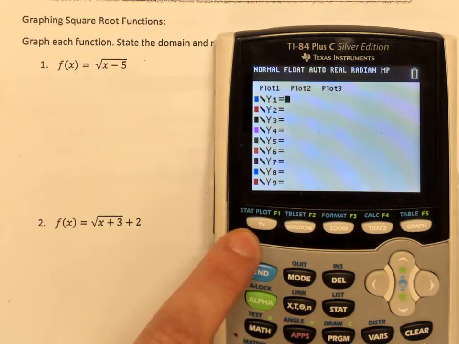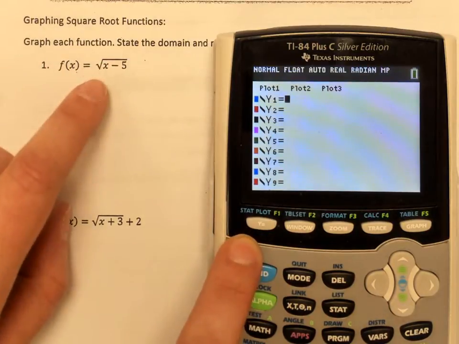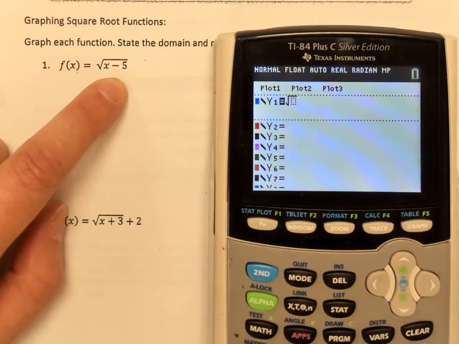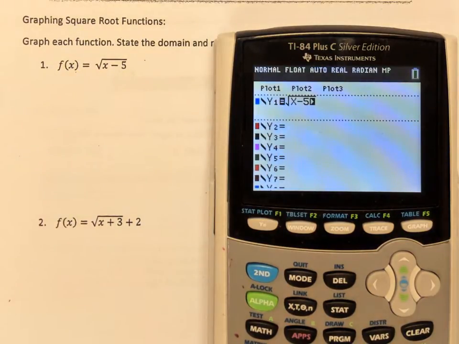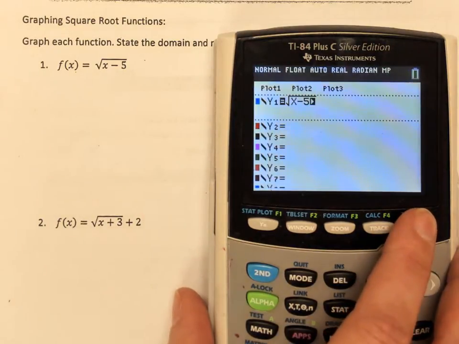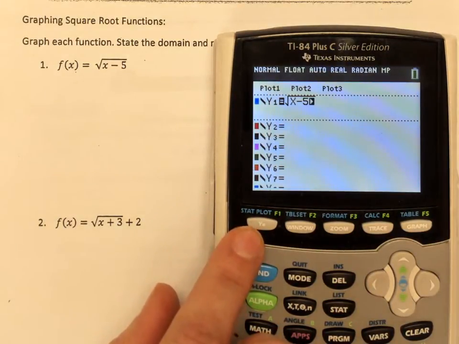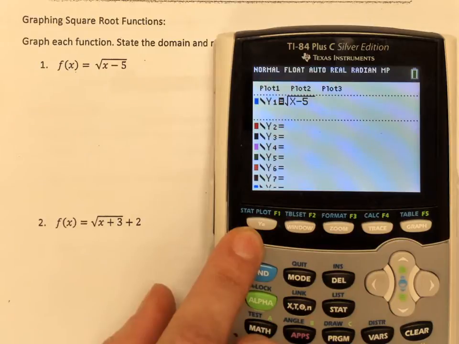Page 13. Page 10 and 11 was your homework. It's due on Monday. All right, here we go. So we're going to type it in. F of x is the same as y equals. We're already there. So square root of x subtract 5. Guys, you have to hit subtract. If you don't hit subtract, it'll give you an error. And then when you get that, hit graph. Go to y equals square root x minus 5.